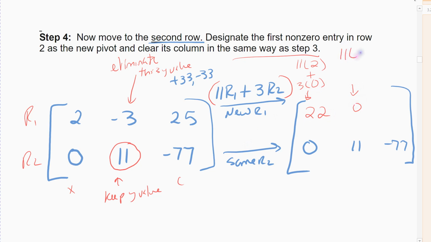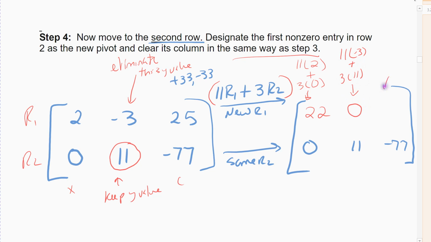I take 11 times the value in row 1, which is negative 3. Add to it 3 times the value in row 2, which was 11. That'll give me my negative 33. That gives me my positive 33. When I add them up, they do 0 away. So I do get the 0 in the y. So now there's no y spot.